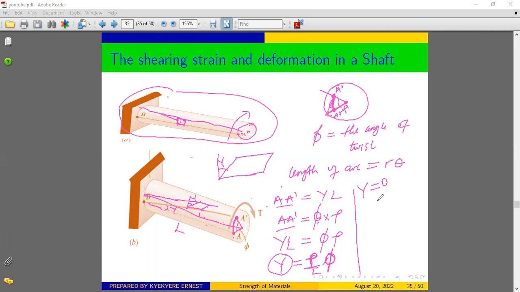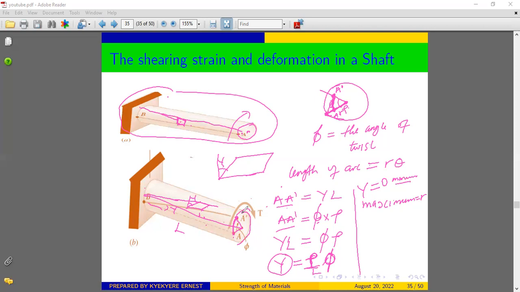And we can also see that as we are moving from that center, the shearing strain will be increasing up to this point, which is the radius. It means that the shearing strain will be maximum at where we have the radius. So it will be minimum at the center, and maximum at the radius, which is at the end of the circle. So at the edge of the circle here, that is where the shearing strain is going to be maximum.